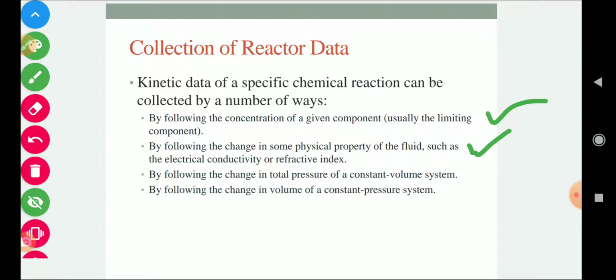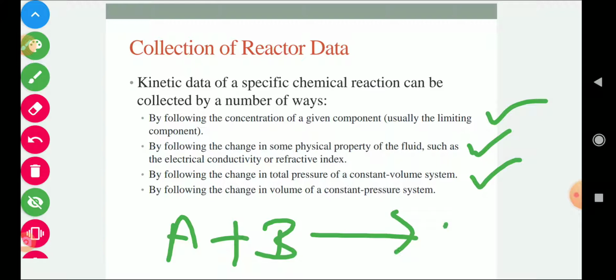On the other hand, especially in the case of liquid phase and gas phase reactions, there may be a variation in the number of moles of reactant and product. For example, if the reaction is A plus B gives product P, then 2 moles of reactant give 1 mole of product. So the total number of moles of reactant is higher than the total number of moles of product.